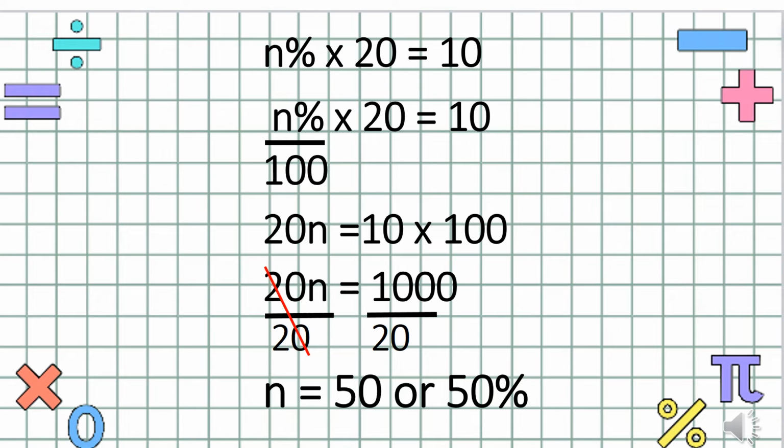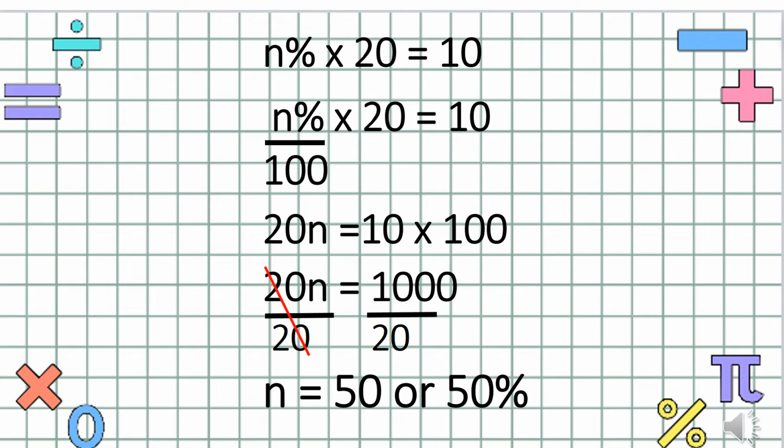So, that will be 20n. Saan galing yung 20n? Yung n%, i-multiply ko siya sa 20. Kaya naging 20n is equivalent to 10 times 100. Saan galing yung 100? Doon sa over 100 ng n. Then, this will be 20n is equivalent to 10 times 100.